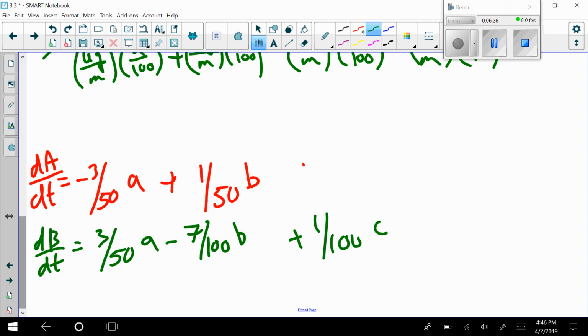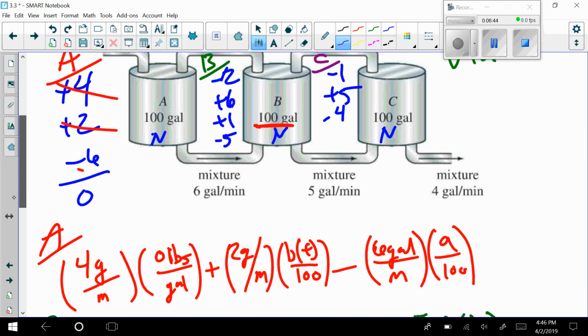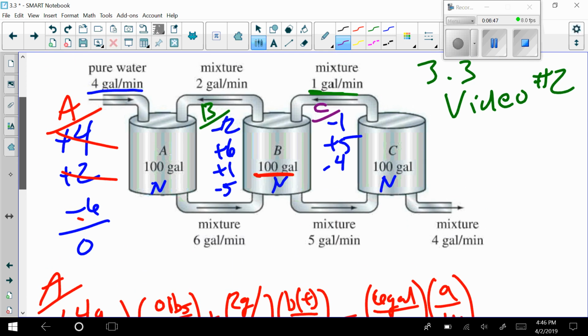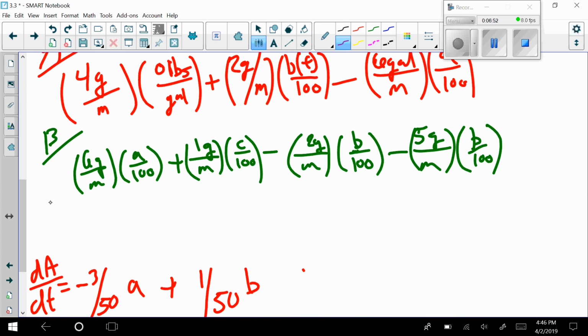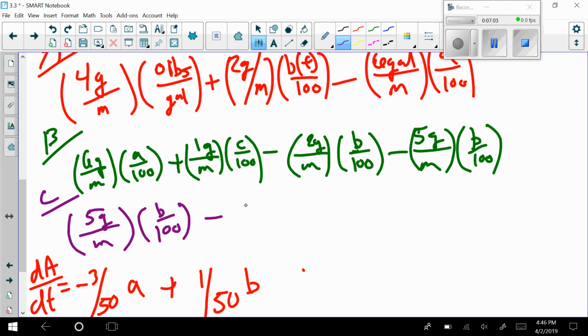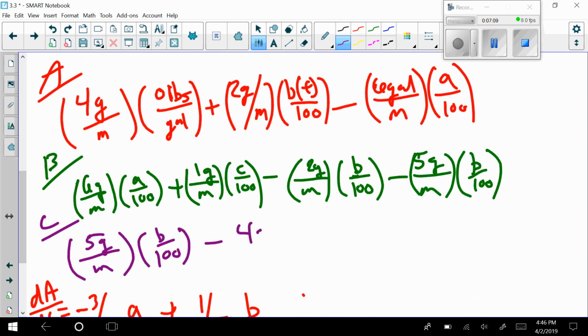Okay. And finally, I feel like I'm ready to move on to C, right, which is here. It's losing 1, so it loses 1. It also loses 4. It only gains the 1 5-gallon stream there from B. So C gains 5 gallons per minute from, well, where's it getting it from? Well, it's getting it from B. Minus, it's losing 4 gallons a minute. That's out of its stock.